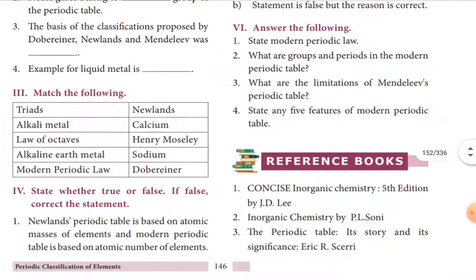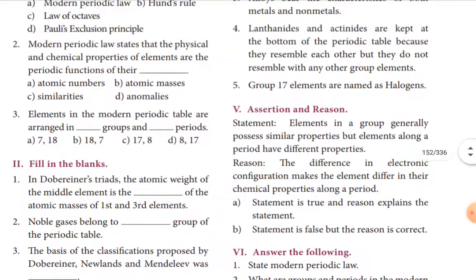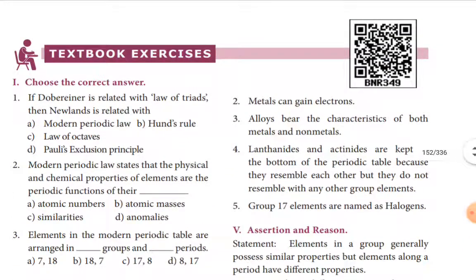Then true or false? Newlands' periodic table is based on atomic masses of elements, and the modern periodic table is based on atomic number. So it is a correct statement. Newlands atomic mass, modern periodic table atomic number. Then the next one, metal can gain electron. It is wrong. Only non-metal gains electron.